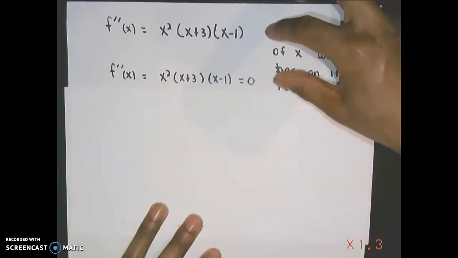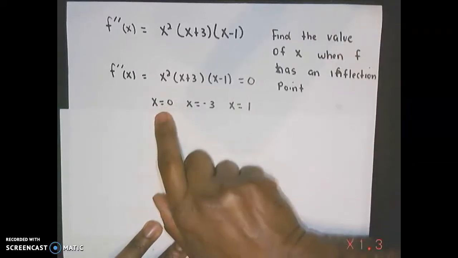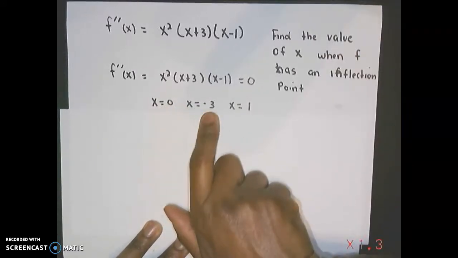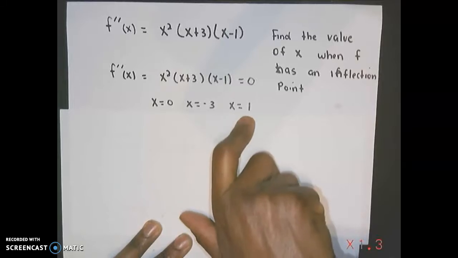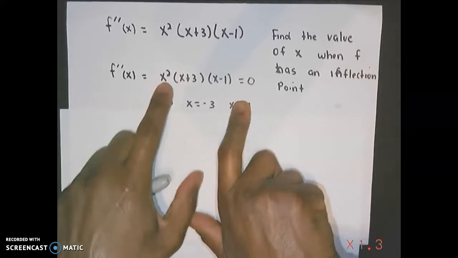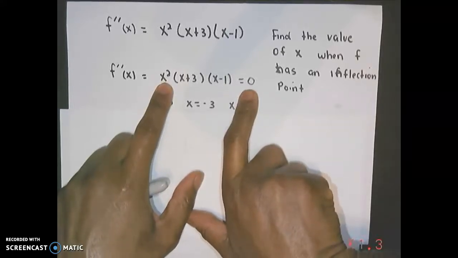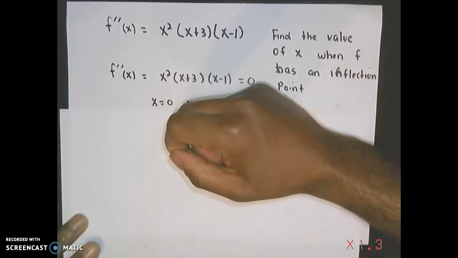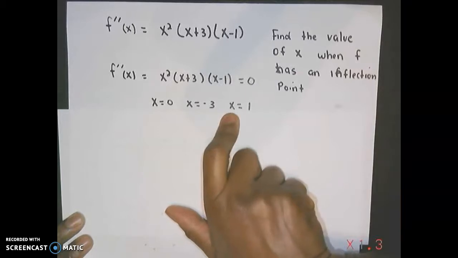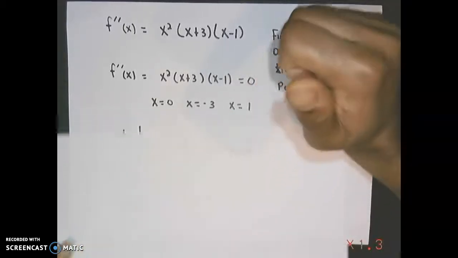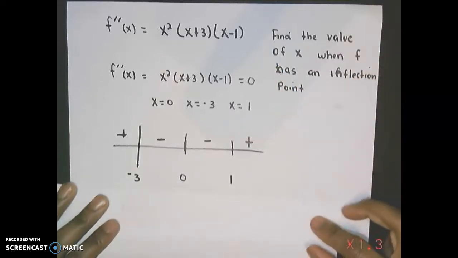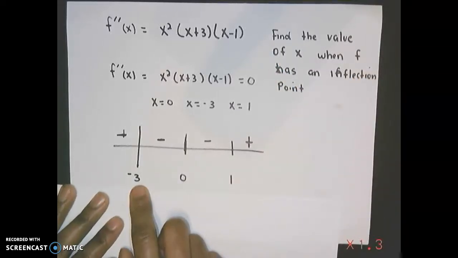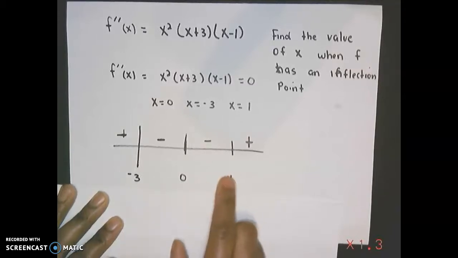So we can see here that the second derivative is 0 when x is equal to 0, when x is equal to -3, and when x is equal to +1. You basically just set each one of these equal to 0 and solve for x. And I'm not going to go through that because I'm sure you guys know how to do that. And so now we have our possible candidates for points of inflection. So let's go ahead and test values to the left and the right of -3, 0, and 1.